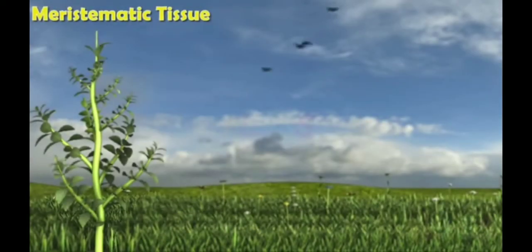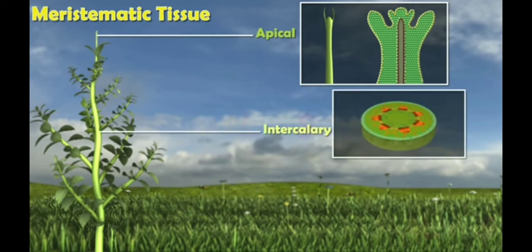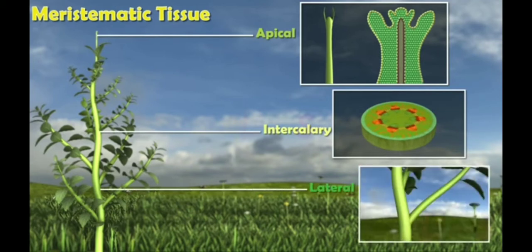According to their location, there are three types of meristems. Apical meristem is present at the root and shoot apex and is responsible for the plant's height. Intercalary meristem is present at the base of the leaves and nodes. Lateral meristem is present at the sides of the stem and increases the girth of the stem.